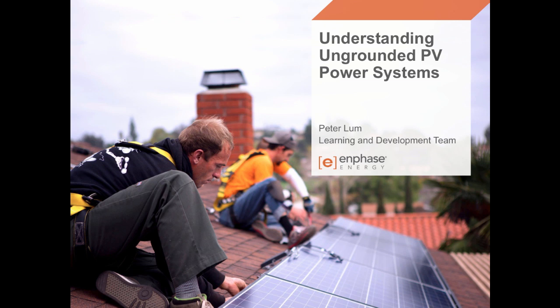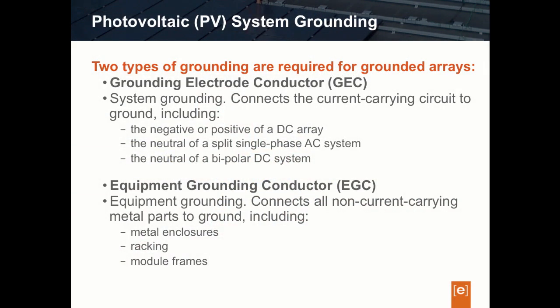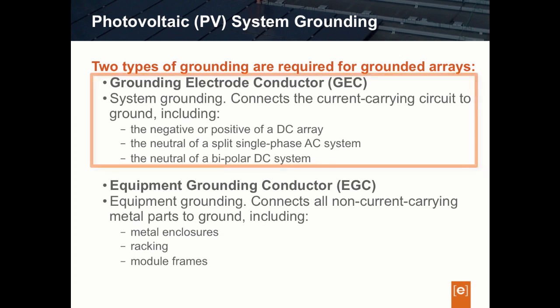Thanks for joining us for a brief discussion regarding the benefits of ungrounded PV power systems. Generally speaking, grounded photovoltaic or PV systems have two distinct grounding requirements. The current carrying circuit needs to be grounded with a grounding electrode conductor or GEC. These could include the negative or positive of a DC array, the neutral of a single-phase AC system, or even the neutral of a bipolar DC system.